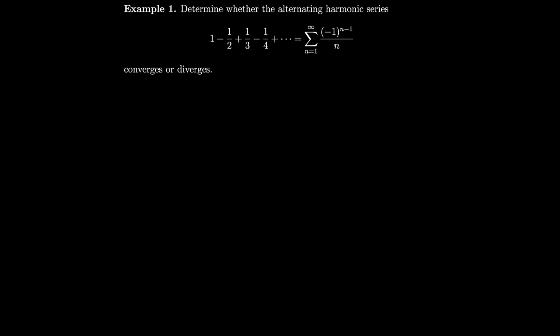So let's determine whether this alternating series converges or diverges. This is the alternating harmonic series. Notice the only difference between this and the harmonic series 1 over n is that we have minus signs on half of the terms.